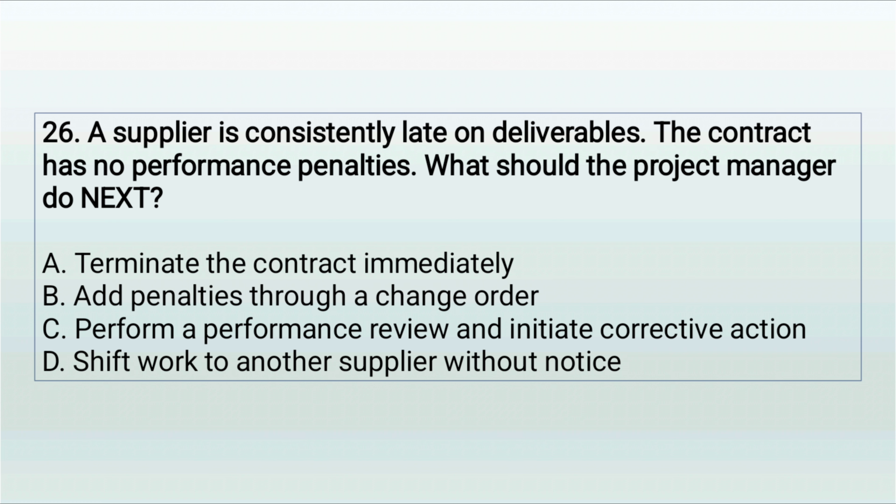26. A supplier is consistently late on deliverables. The contract has no performance penalties. What should the project manager do next? A. Terminate the contract immediately. B. Add penalties through a change order. C. Perform a performance review and initiate corrective action. D. Shift work to another supplier without notice.